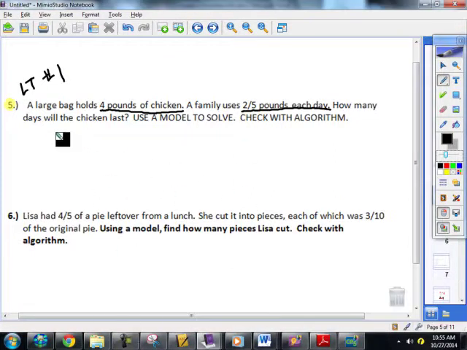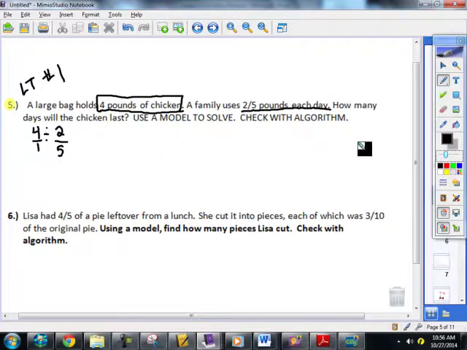Okay, so we must say, I know this problem is 4 divided by 2/5, and I know that because the 4 pounds of chicken is how much one bag holds. So that's what I'm taking, and I'm dividing that up into 2/5 sections because that's how much I use each day. So the question for this problem would be, how many groups of 2/5 are there in 4? And that's exactly what I'm asking in the question here. I'm taking the 4 pounds and dividing it up.